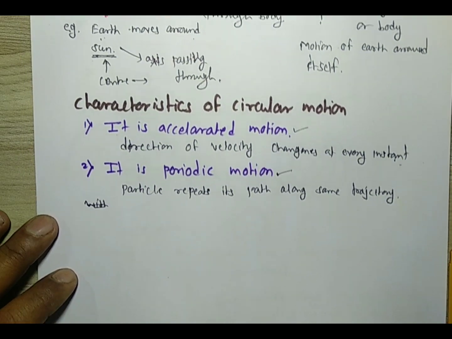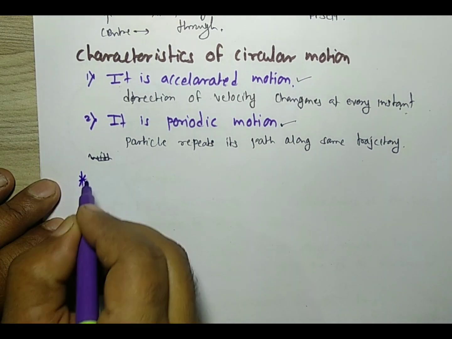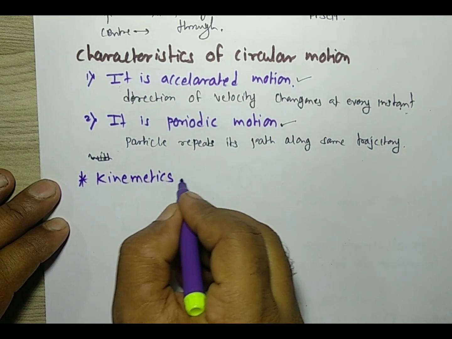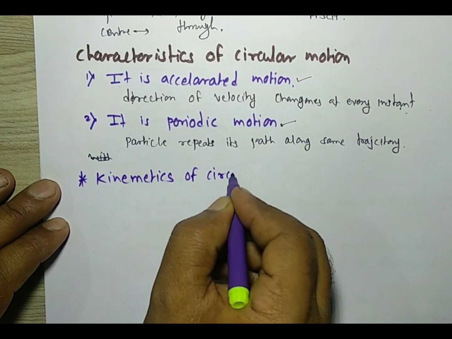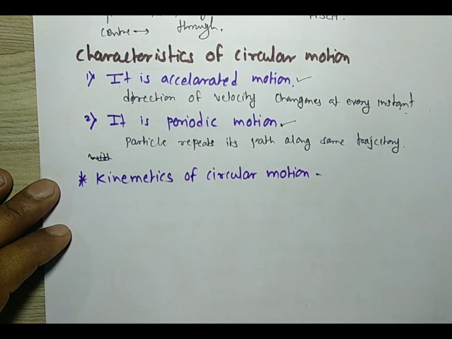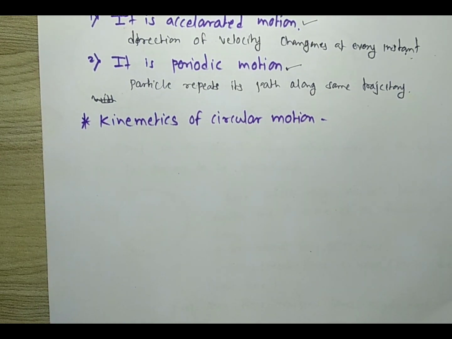Now we are going with the kinematics of circular motion. In kinematics of circular motion, we have to consider different things which are related to that kinematics. And first of all, we know about the angular displacement.